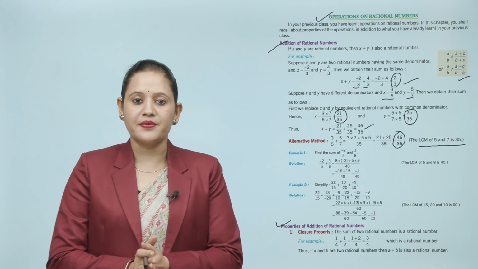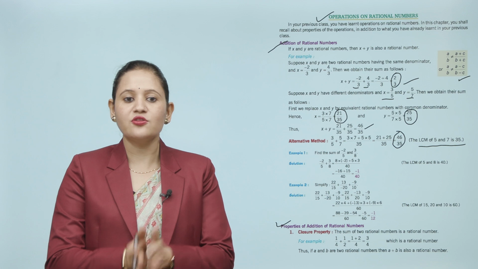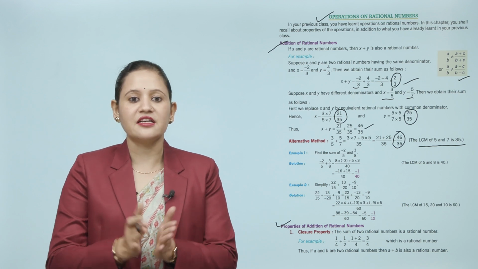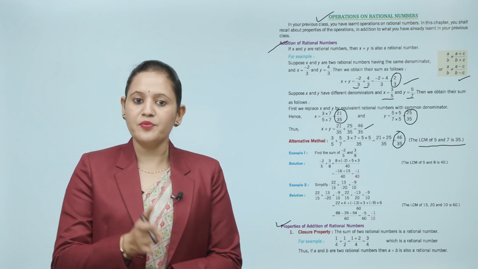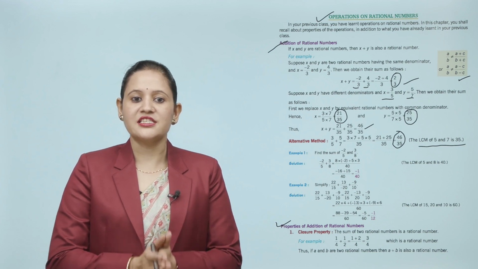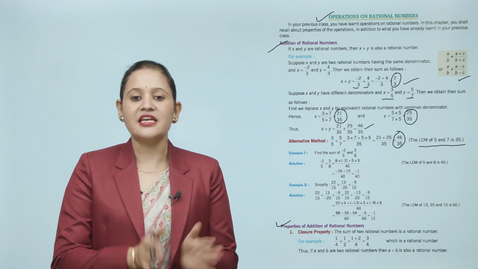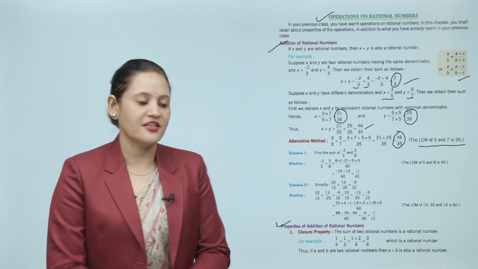First is closure property. The sum of two rational numbers is a rational number. अगर two rational numbers को add करेंगे, we will get a rational number. For example, 1 upon 4 plus 1 upon 2 will get 3 upon 4, which is a rational number. Thus, if a and b are two rational numbers, then a plus b is also a rational number.